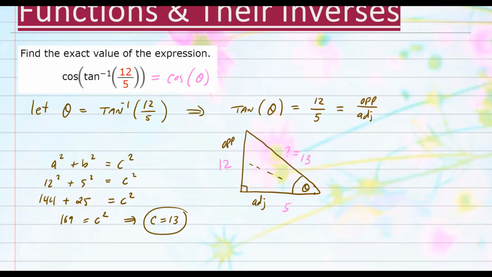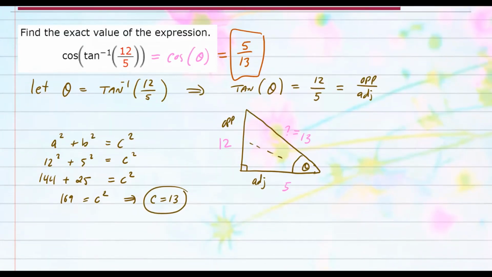Well, now we can complete the question. We were initially looking for cosine theta. Cosine theta is adjacent over hypotenuse. So that'll be 5 over 13. So that's how you find the exact value of a composition of inverse functions and trig functions. Let's go ahead and do another example.